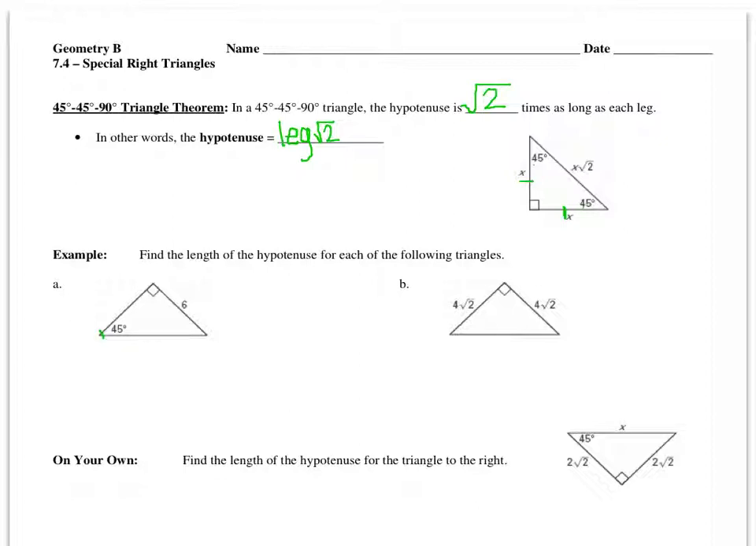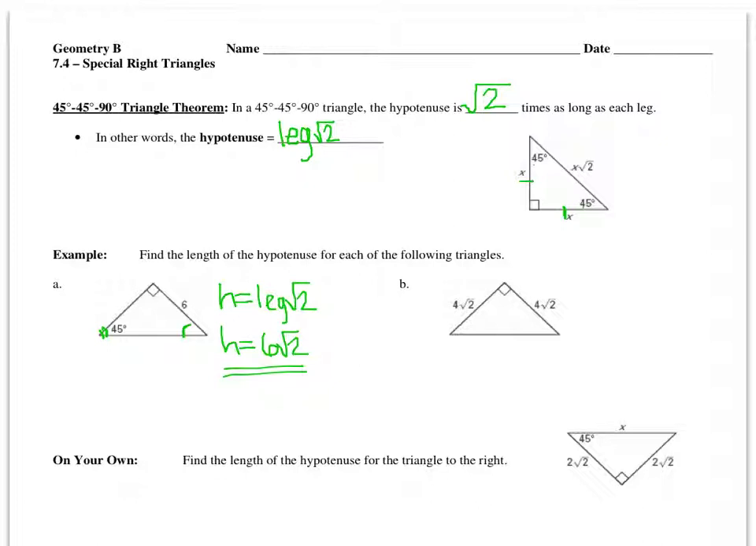Well, this is a 45 degree angle, so we know this one's also a 45 degree angle. So it's a 45, 45, 90 triangle. And so our theorem, the hypotenuse equals the leg times the square root of 2, holds true. So my leg is length 6, so my hypotenuse is 6 times the square root of 2.